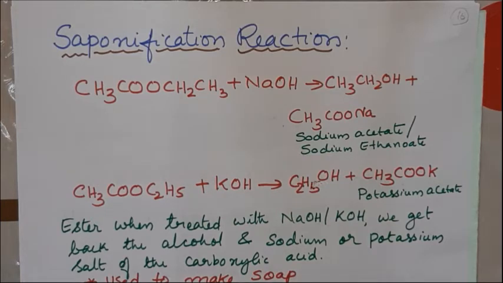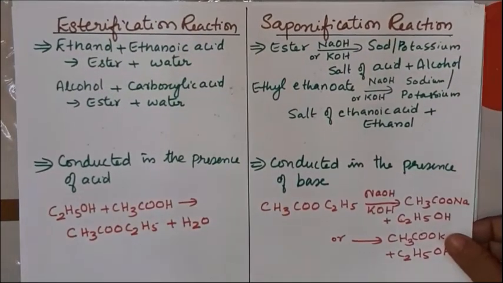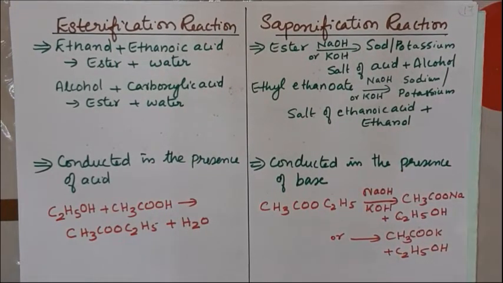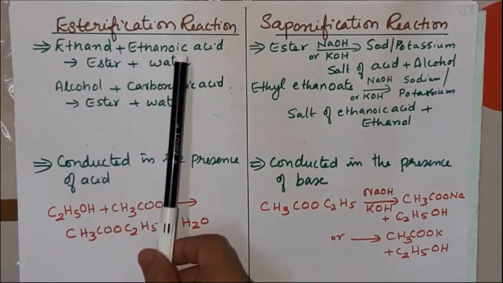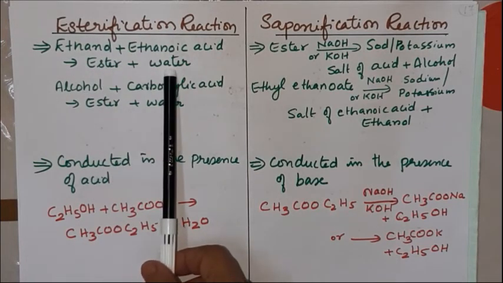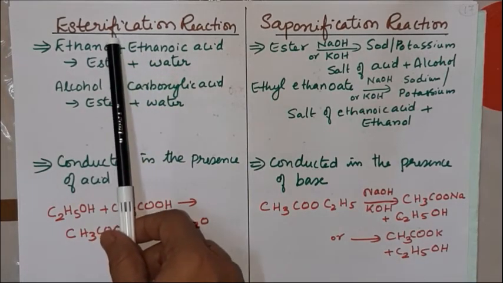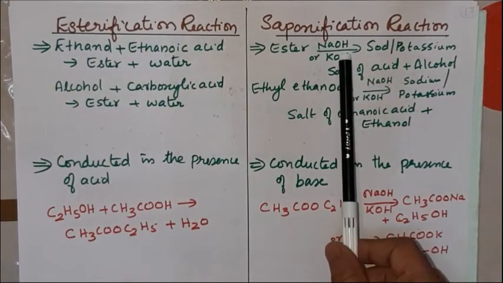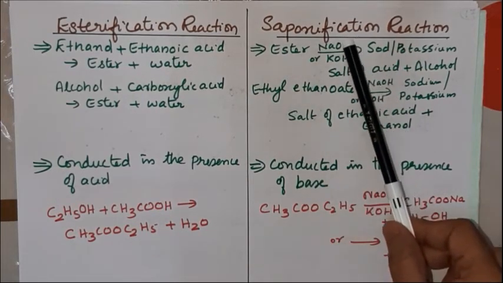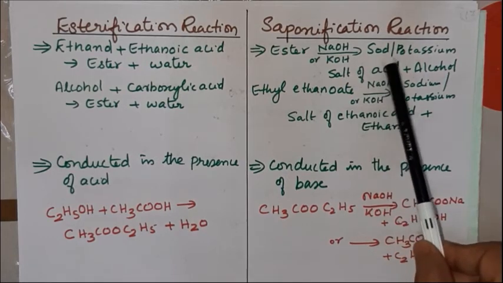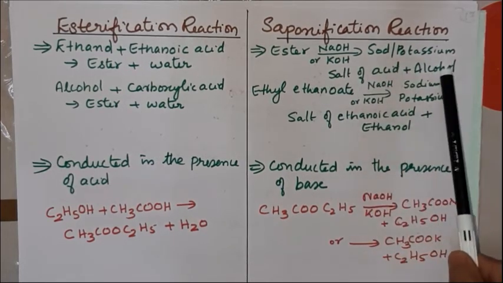Let us now compare esterification and saponification reaction. If a question comes, compare esterification and saponification reaction, what points do you have to write? Observe here. The first point: ethanol reacts with ethanoic acid to form ester and water. That is the esterification reaction. What about the saponification reaction? Ester, when treated with sodium hydroxide or potassium hydroxide, gives the sodium or potassium salt of the acid along with alcohol.